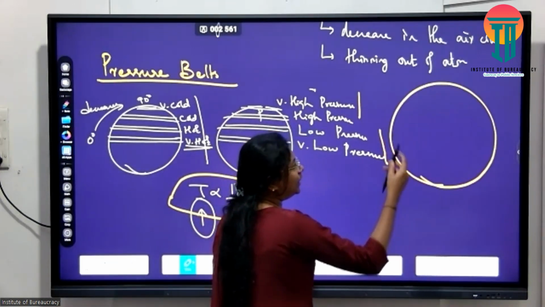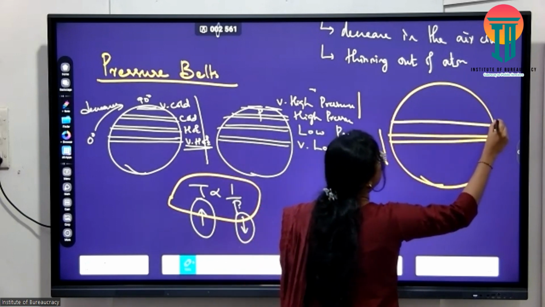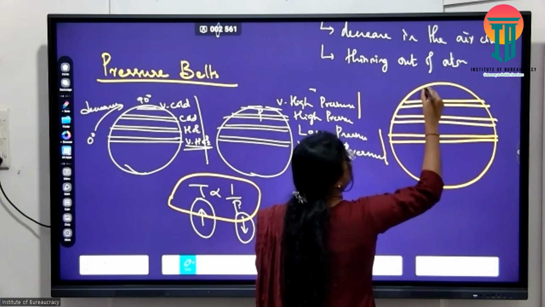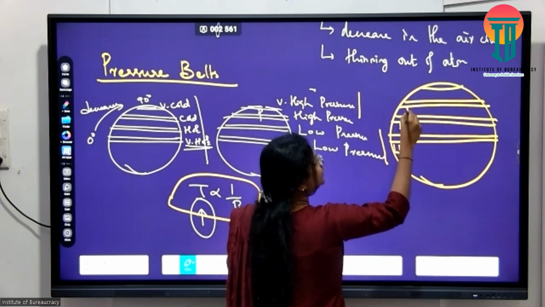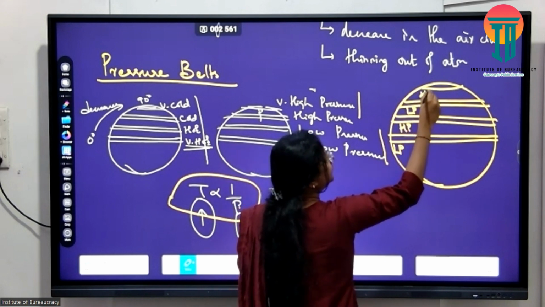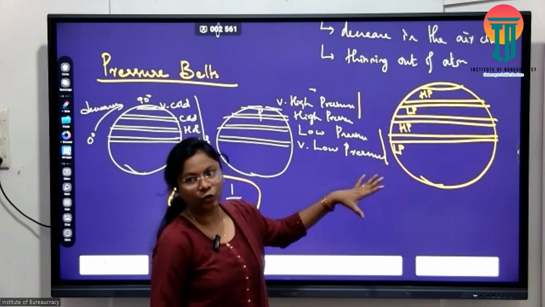When we look into the real pressure distribution, again there are 4 important pressure belts in the northern hemisphere. Okay, this is a low pressure, this is a high pressure belt, this is a low pressure belt, and this is a high pressure belt. Meaning there is an alternating arrangement of high and low pressures.